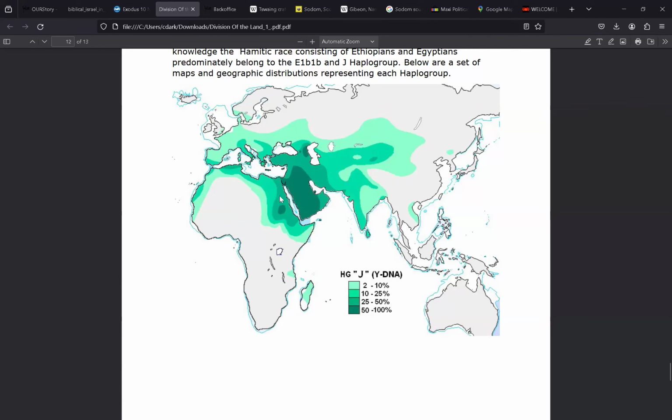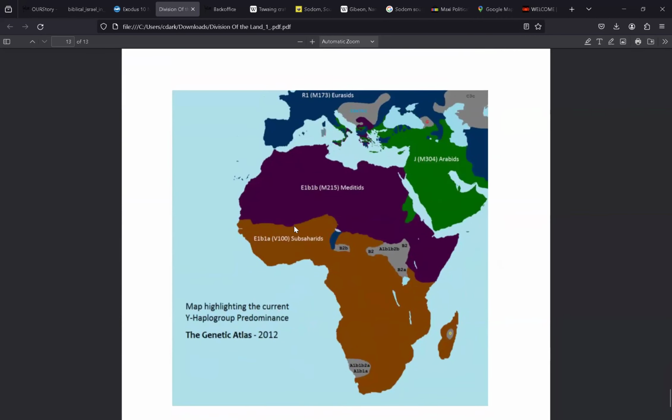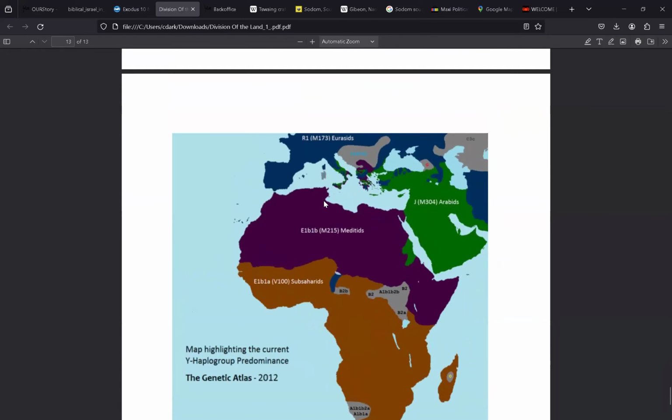The farther north you go, right, the more Caucasoidal you get, right? Yep. That's Japheth. And then here, this is just a very strong heat map. So you have the J and the R. Basically, J is Hamitic and Japhethian. R is definitively Japhethian.